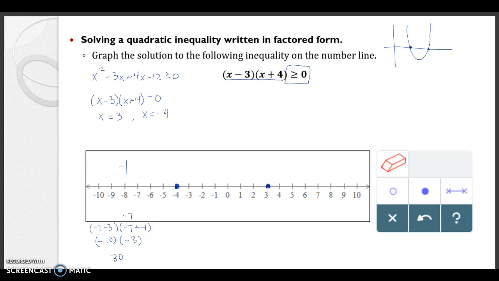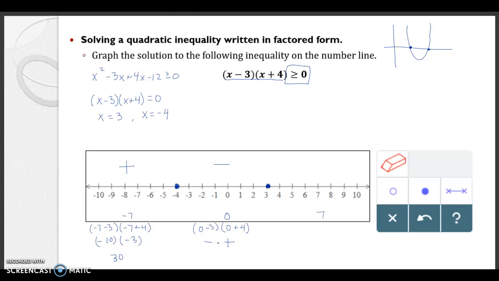So no matter what I check between negative infinity and negative 4, it's going to be positive. Which is what I wanted, right? My entire function is going to be positive. Let's check 0. So this is going to be 0 minus 3 times 0 plus 4. Now I'm actually not worried about what these values actually are. I'm worried about the signs. 0 minus 3 is negative, 0 plus 4 is positive, and then we have a negative times a positive, which is going to give us a negative out.